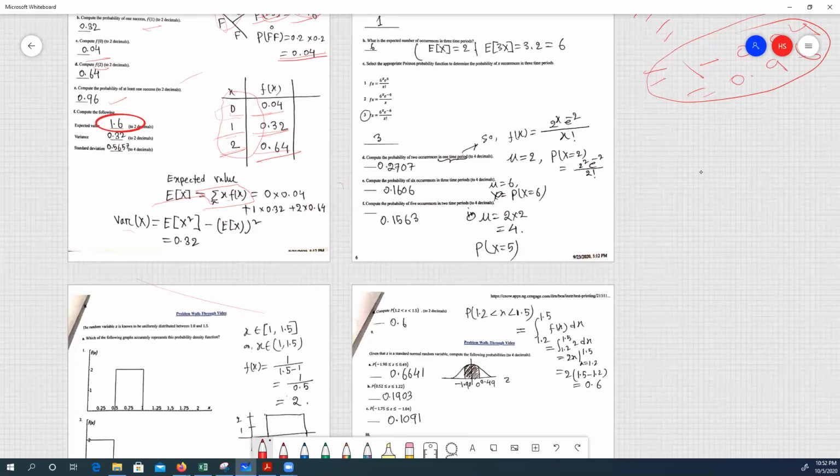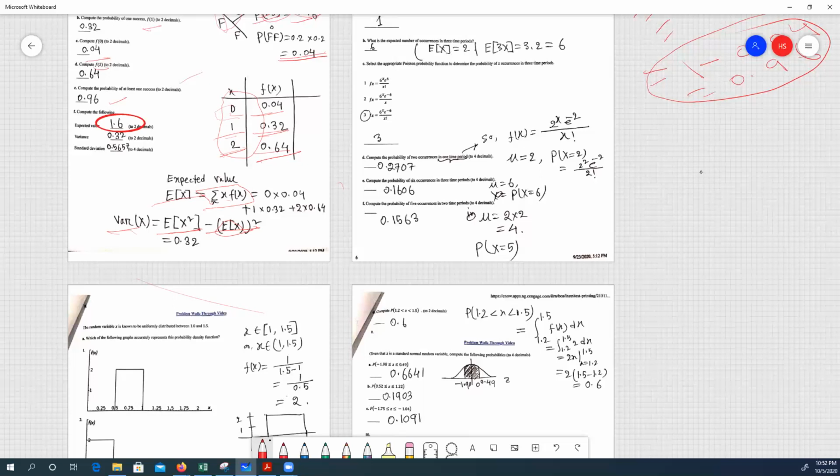Now we have to find the variance of x. The formula is the expected value of x squared minus the square of the expected value of x. You already know this part, and you just have to take the square. Now we have to calculate the expected value of x squared. Similarly, you can calculate the expected value of x squared.